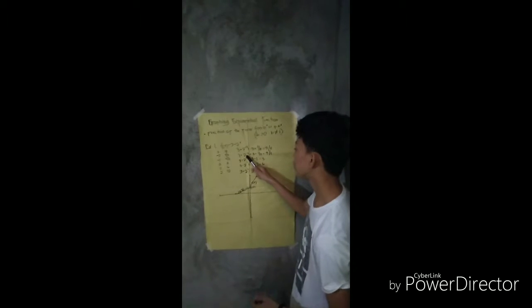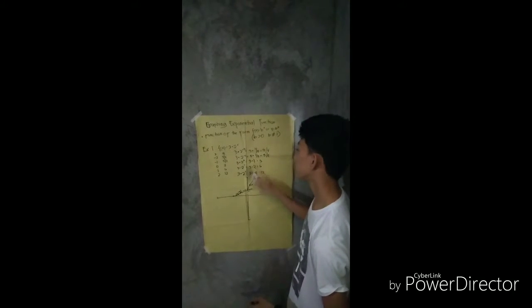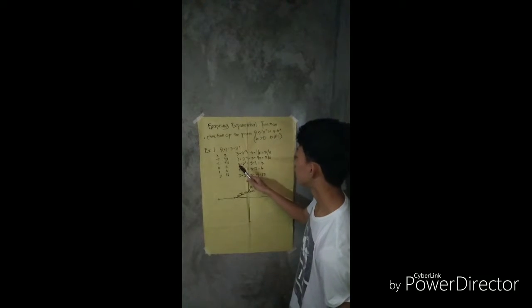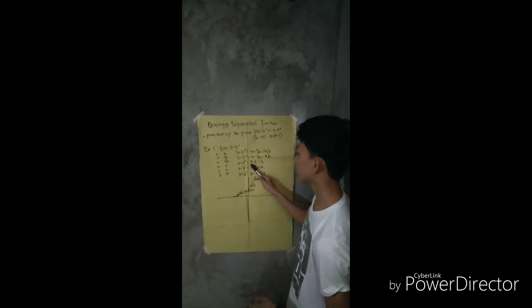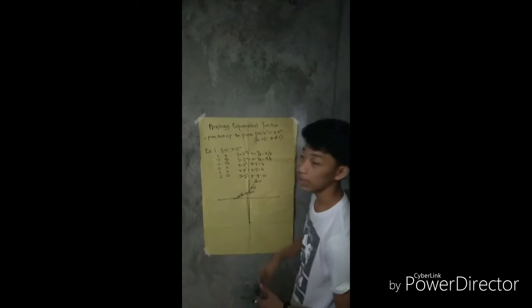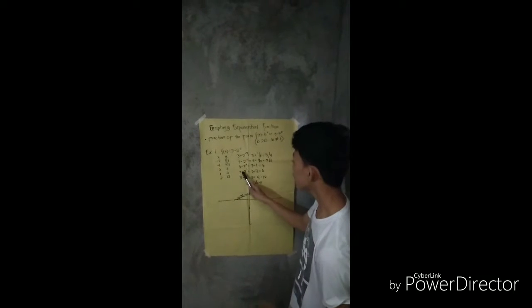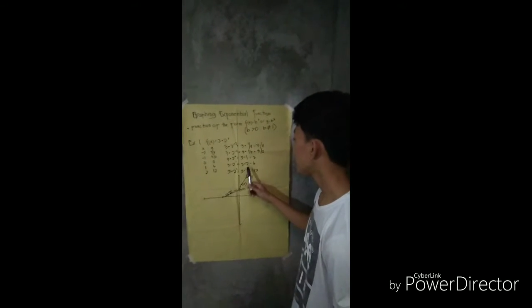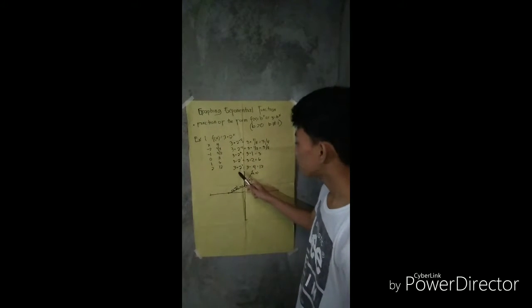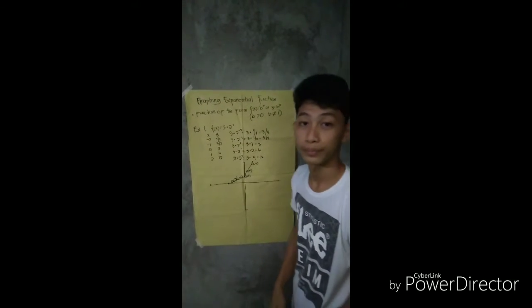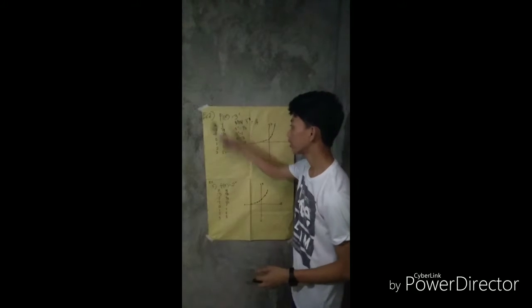3 times 2 to the power of negative 1 is 3 times 1/2, which is 3/2. And 3 times 2 to the power of 0 is 3 times 1, because 2 to the power of 0 is equal to 1. So 3 times 1 is 3. 3 times 2 to the power of 1 is 3 times 2 equals 6. 3 times 2 to the power of 2 is 3 times 4, which is equal to 12. So here's our graph for this example number 1. Let's proceed to our example number 2.